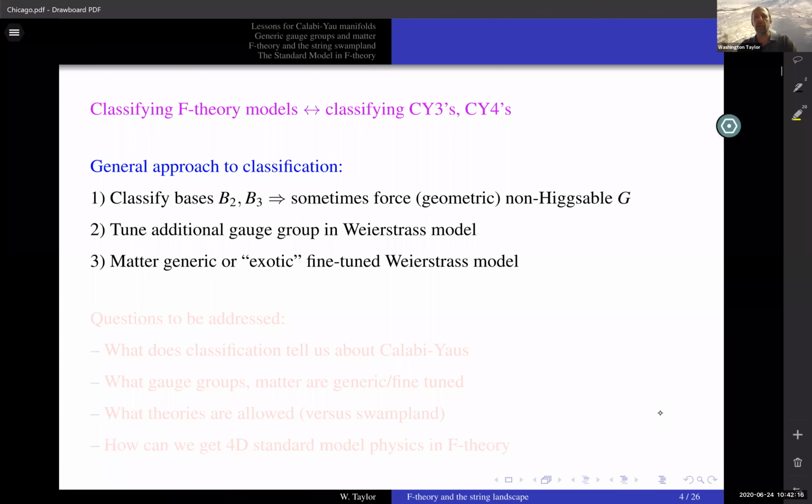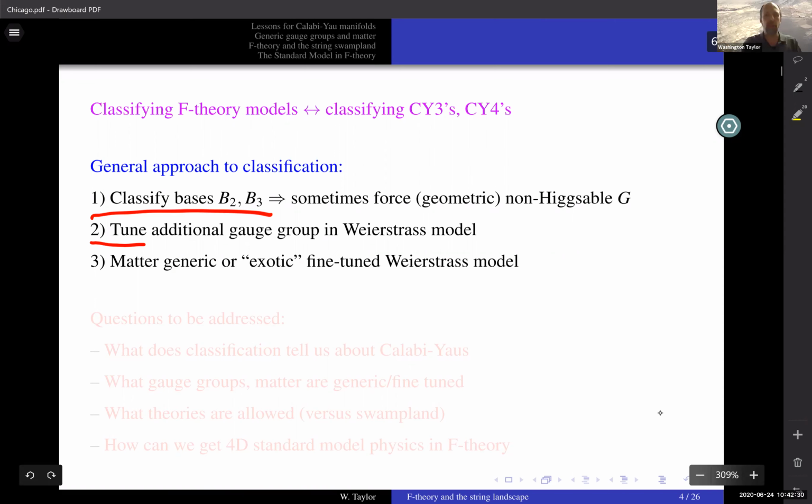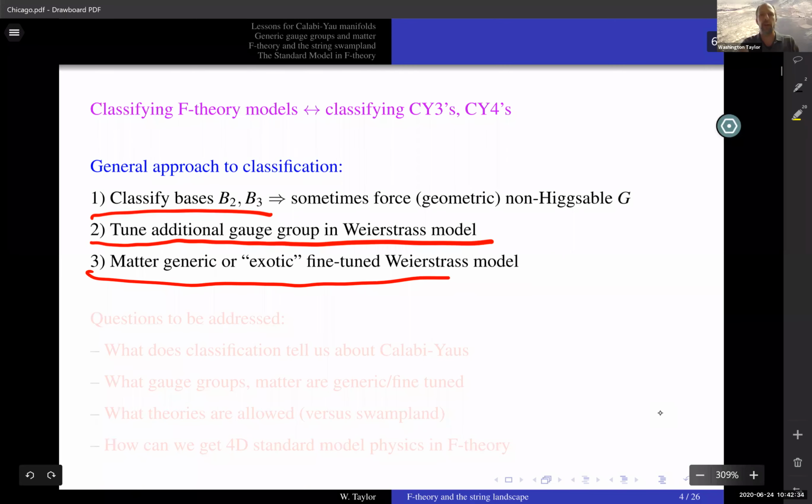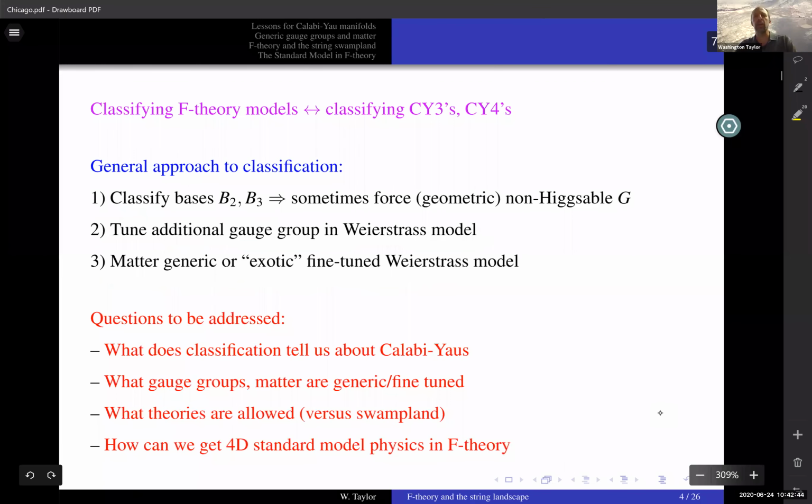And the general approach we can take to doing this is, first we try to classify the bases. Sometimes the choice of base will force us already to have some gauge group, and we'll talk more about that. Once we've classified the bases, we can then tune some additional gauge group by refining the choice of Weierstrass model. And then we can go even further. We generally start with generic matter. We'll talk more about that and get to some exotic matter. So once we classify this set of models, we can address these 4 questions I was talking about.